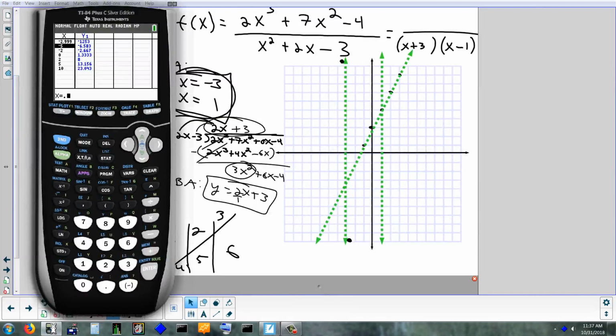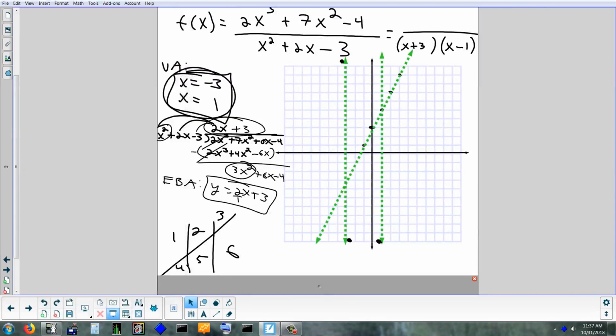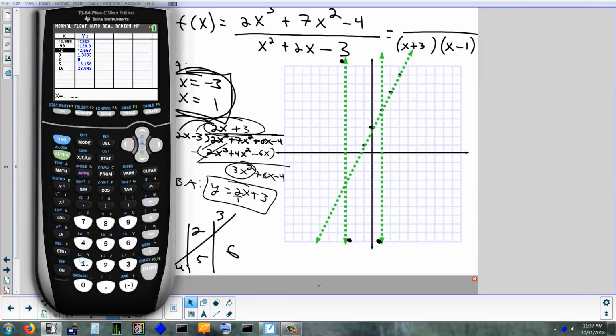Sure, it's 0.99. So I'm at negative 120. Way down there. And a value just a little bigger than 1, I'm up at over 1,000. So way, way up.